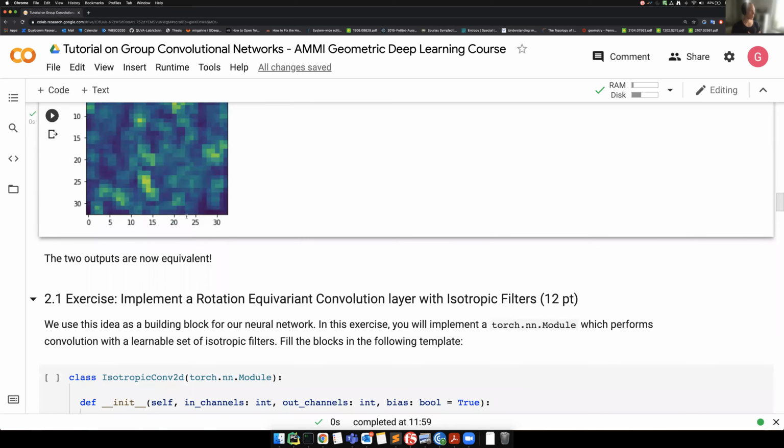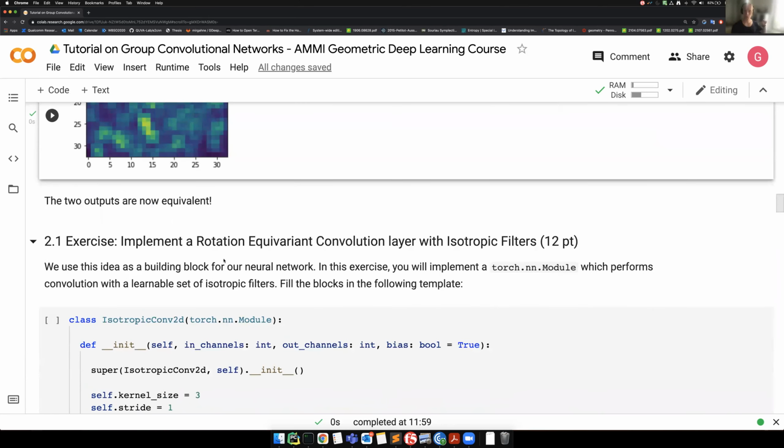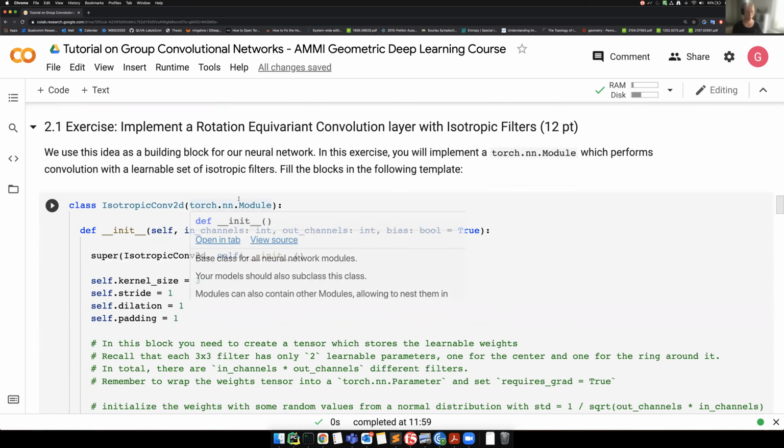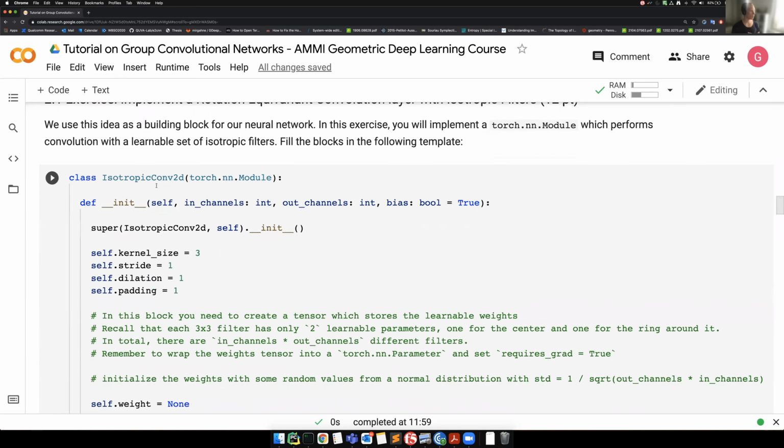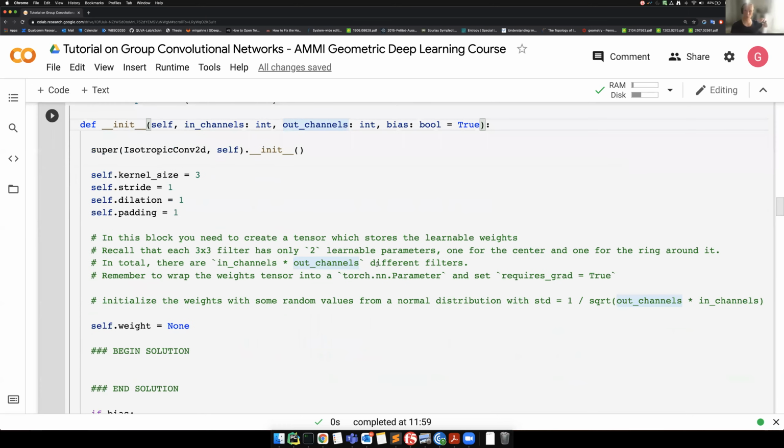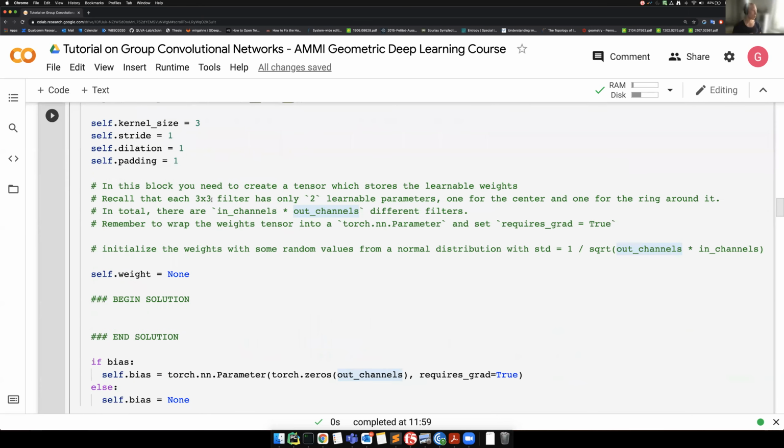So what you're going to do in the next exercise is use this concept and put it inside an actual PyTorch module. What you need to do is build your isotropic conv2D, which has as parameters the number of input channels and output channels. Because what we have shown before was a simple case for a single input channel and a single output channel. What you're going to do here is make sure that you have multiple input channels and multiple output channels. We are going to always use kernel size 3, stride 1, padding 1, dilation 1 for simplicity.